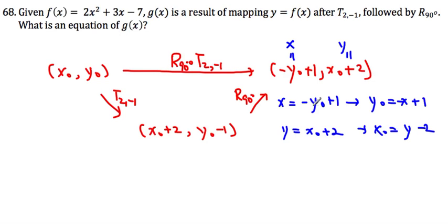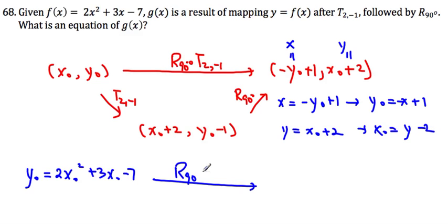Alright, then using these conversions, if I were to just use the x and y here to express the given function, our original function used to be y naught is equal to 2x naught squared plus 3x naught minus 7. If that follows the same procedure here, then what I'm going to do is, in place of y naught, I'm going to put this one, and in place of x naught, I'm going to put this one.